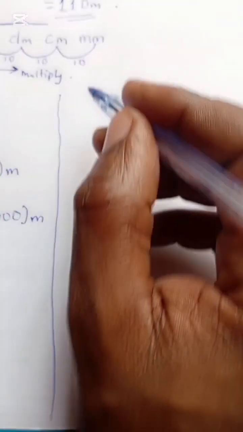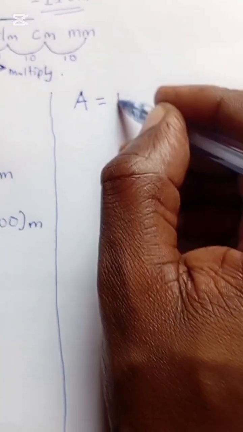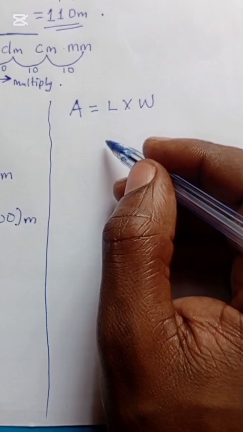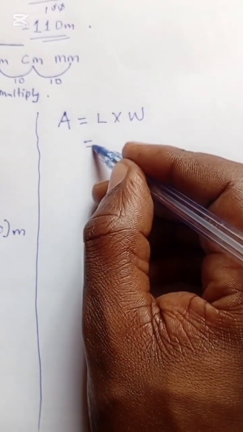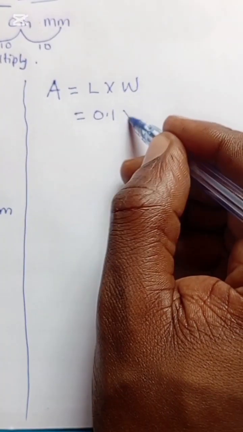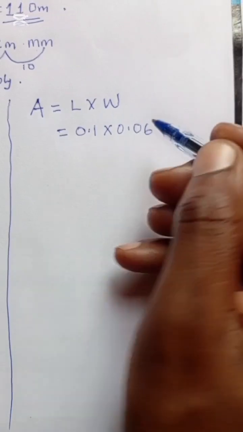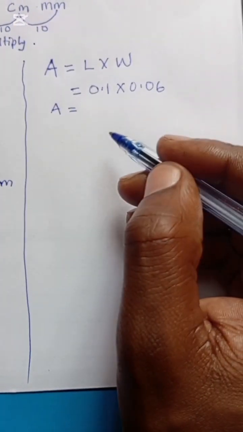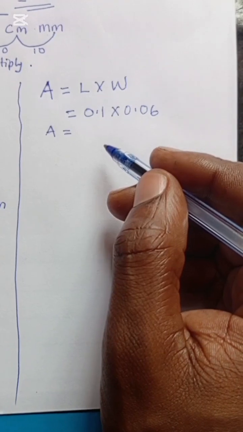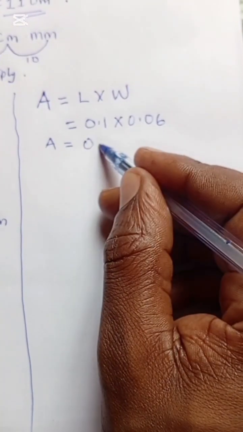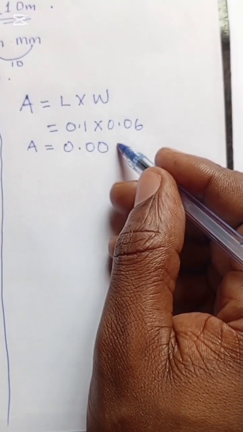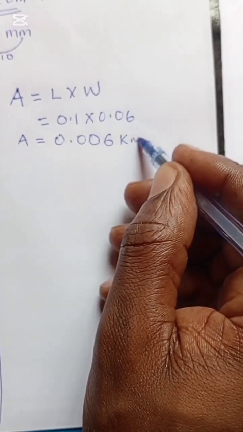So for that case, if someone comes and calculates the area of that football pitch using the units in kilometers, the length is 0.1 times the width, 0.06, and therefore the area, when you multiply this, is going to be 0.006 kilometers squared.